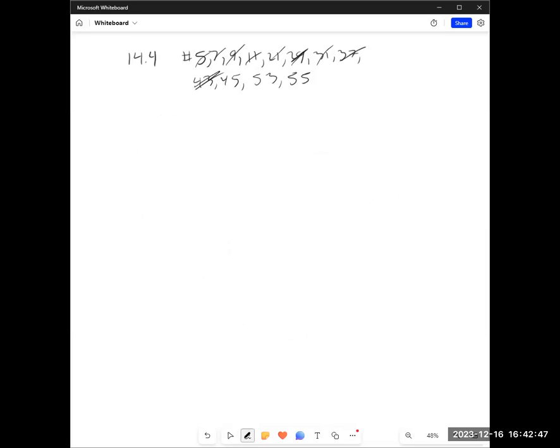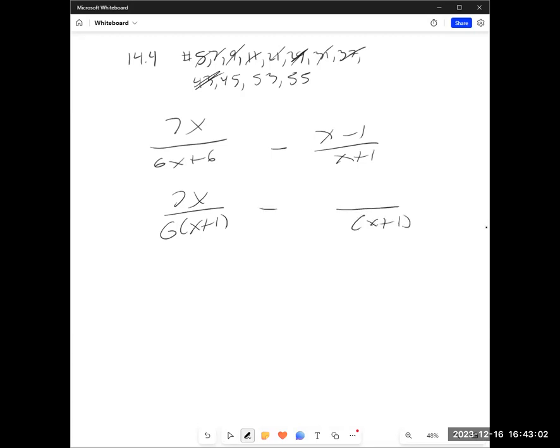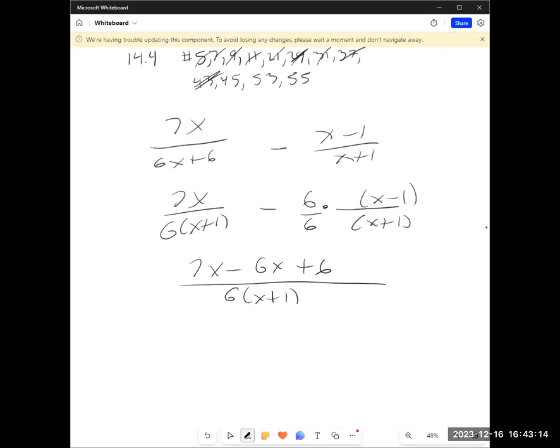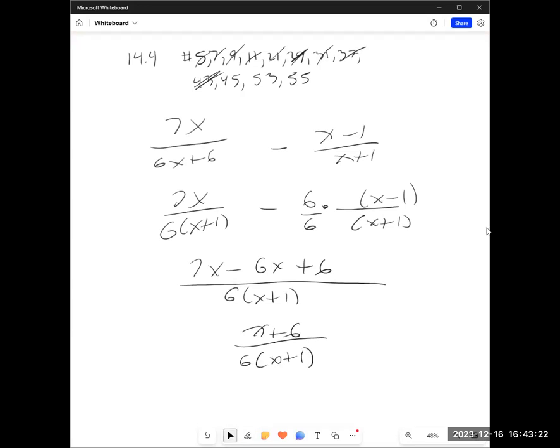Let's go ahead and look at this next one, 7x over 6x plus 6 minus x minus 1 over x plus 1. 7x over 6 times x plus 1 minus, and this is x minus 1 over x plus 1. We're going to multiply here by 6 over 6. 7x minus 6x plus 6, over 6 times x plus 1. This is going to be x plus 6 over 6 times x plus 1. And that one's done.